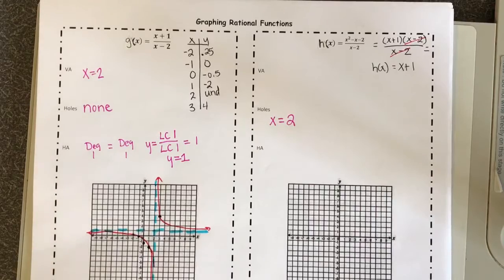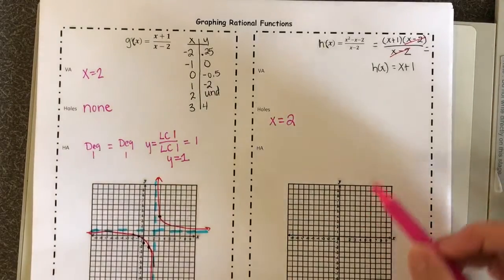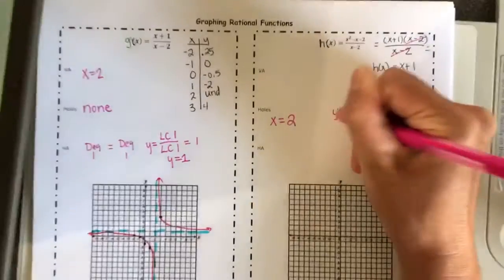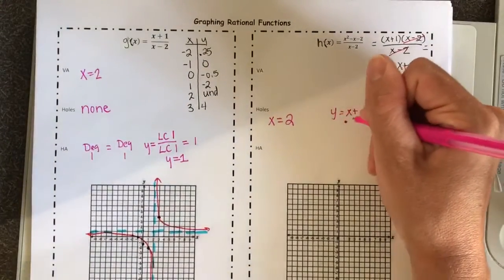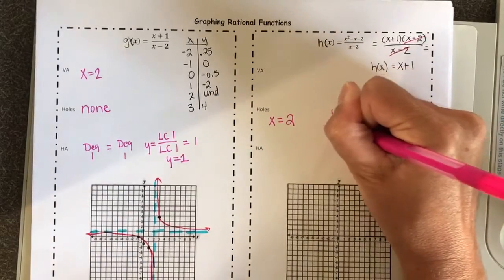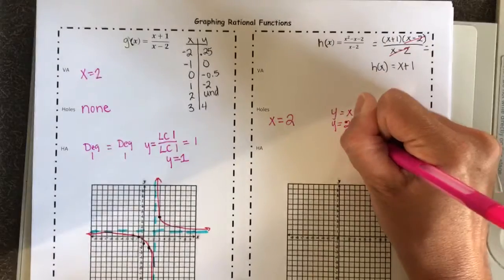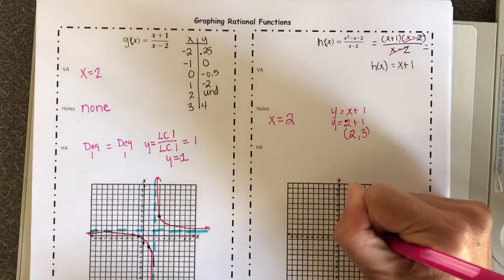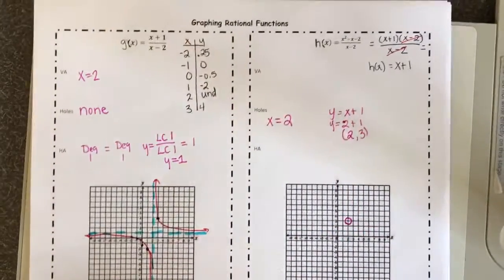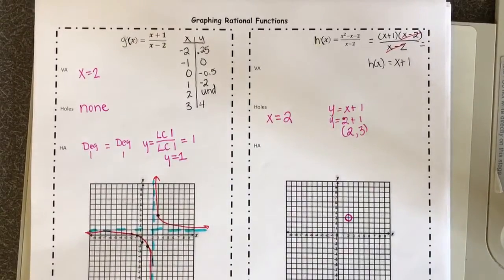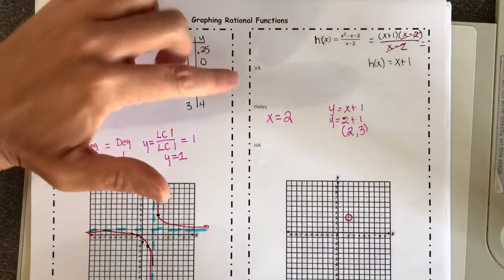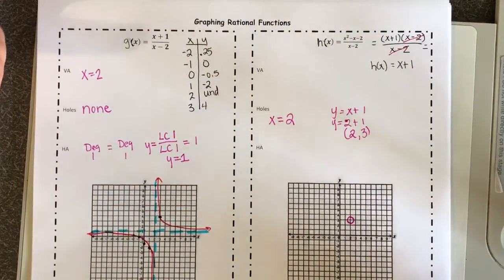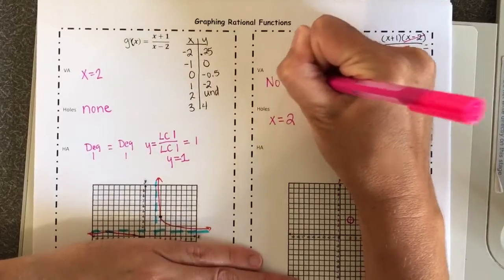Well, if I take 2 and I plug it into the simplified form, 2 plus 1 is 3. So I actually am going to have a hole located at the point 2, 3. Okay. So how do I get my other points? Well, I got to go back to these asymptotes here because everything in the denominator's canceled out and I don't have anything left. Well, I have no vertical asymptote.